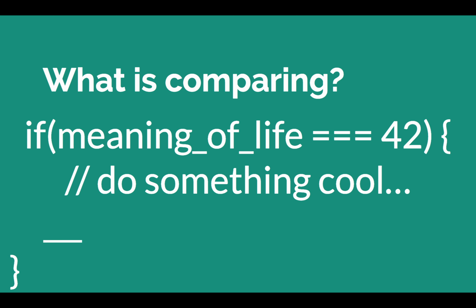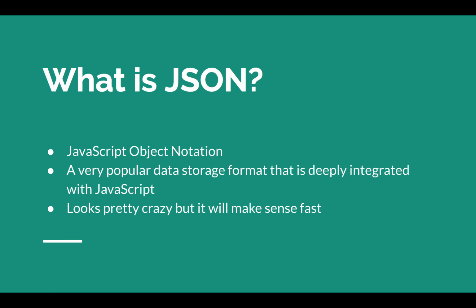And so there we have it. We've turned our sentence, if the meaning of life is 42, do something cool, into code. We have our comparison, if the meaning of life is 42, and then we have our action that it should do. So we've looked at variables, we've looked at how to assign them, and we've looked at how to compare them. Now let's look at data, and for our purposes, we're going to look at JSON.